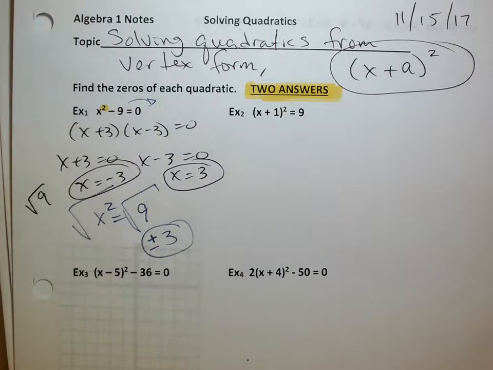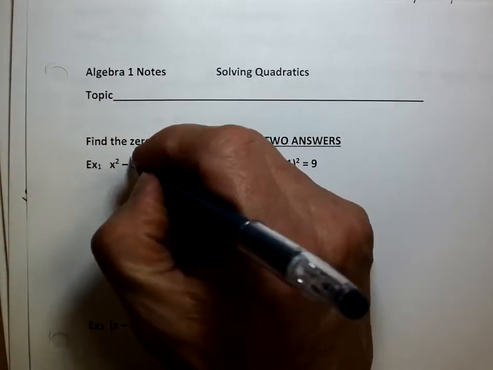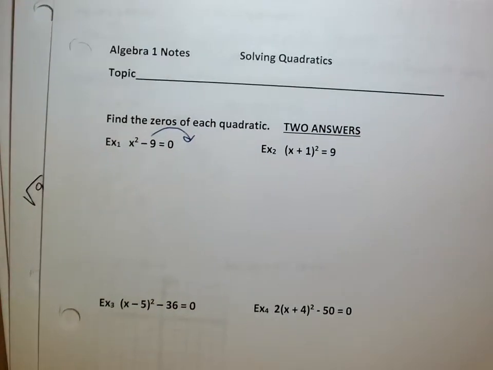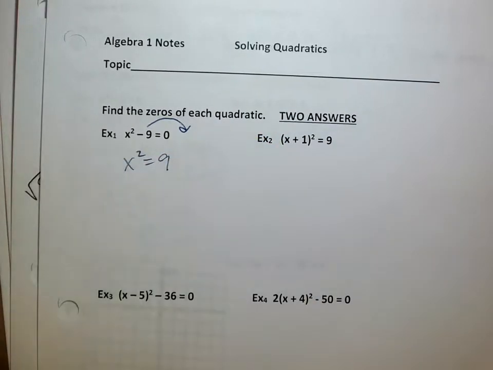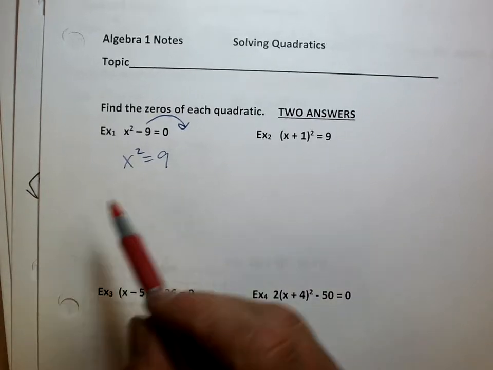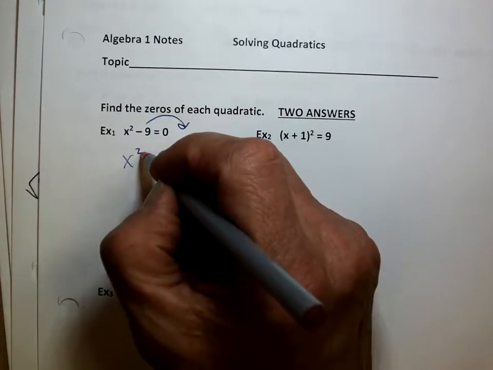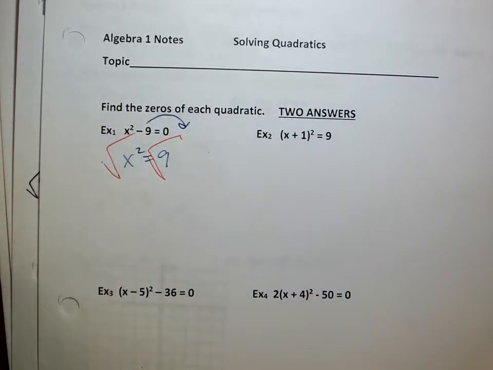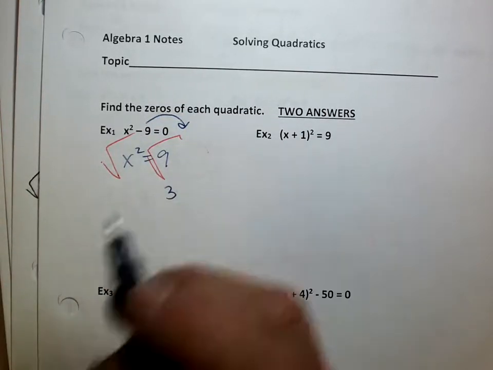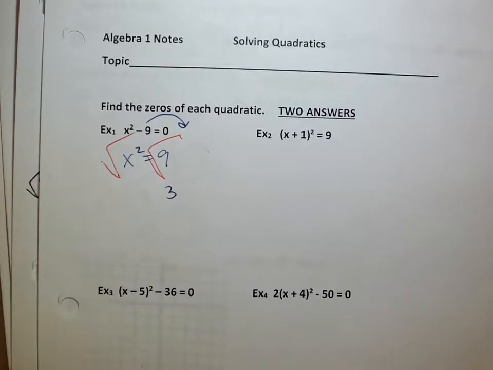Okay, one more time. Another way to do this, and I'll show it on a separate sheet, okay, is I could bring over the 9. So if you don't need to factor it, you can just solve it. I can have an x squared equals 9, okay? Bring over the 9. The opposite of a square is a square root. And we know the square root of 9 is 3. But we know we need two answers, right?